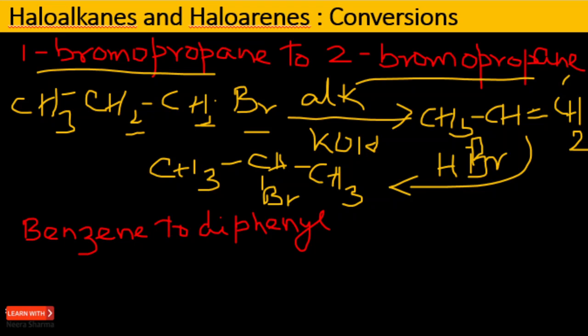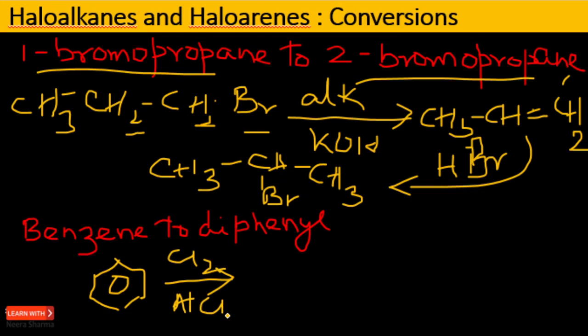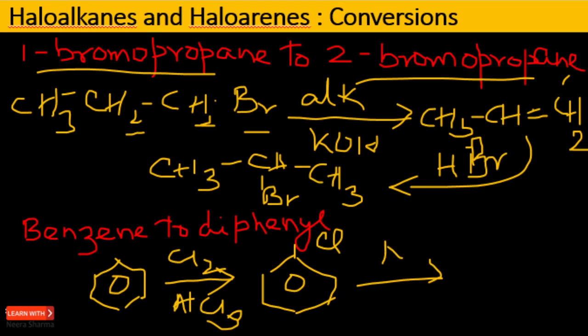Now if I have to convert benzene to diphenyl, what I know is, if I can get chlorobenzene, I'll get diphenyl. So how do I get chlorobenzene? Treat benzene with chlorine in presence of AlCl3, a Lewis acid. I will get chlorobenzene, and once I get chlorobenzene, what should I do? If I treat it with sodium in presence of ether, Wurtz-Fittig reaction, I will get diphenyl.